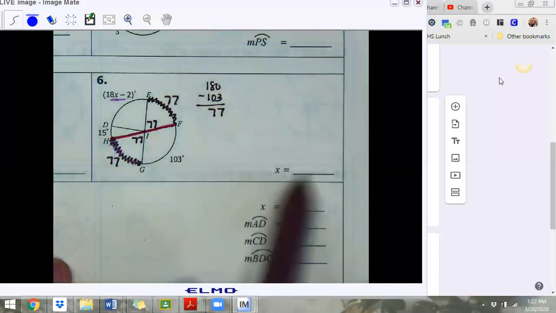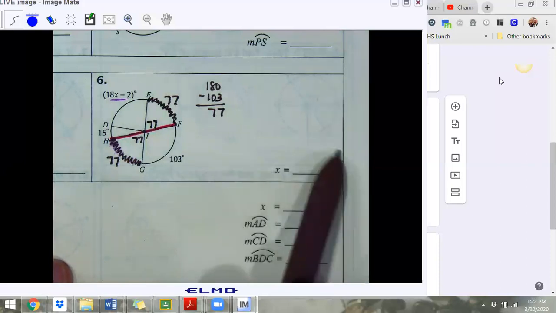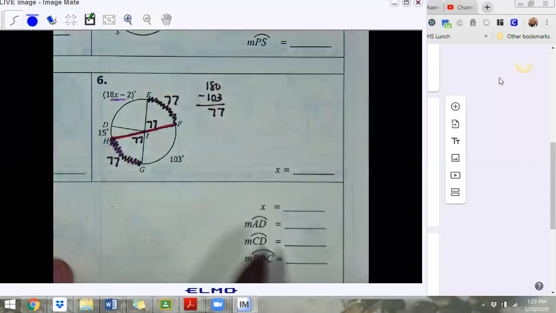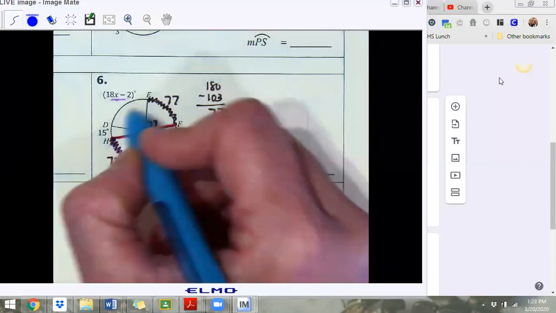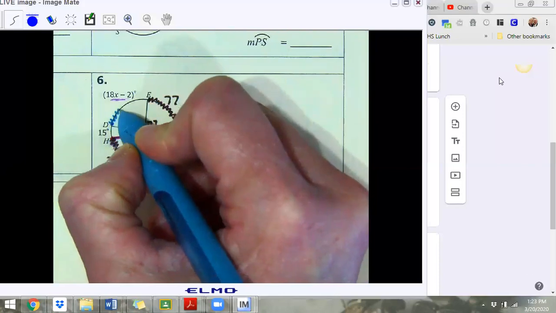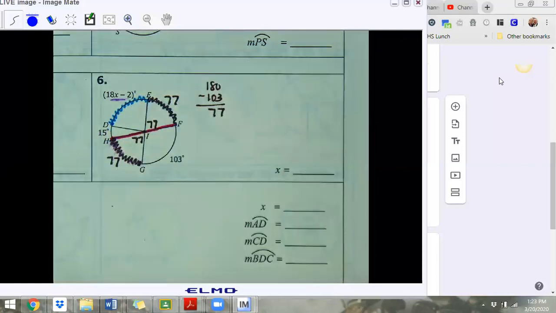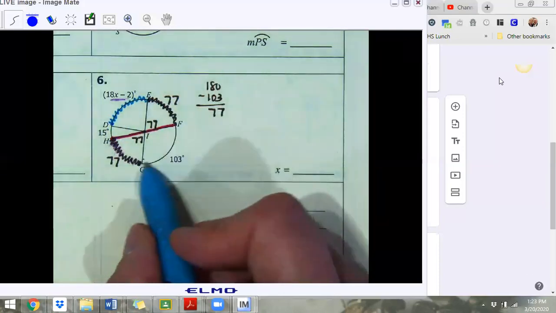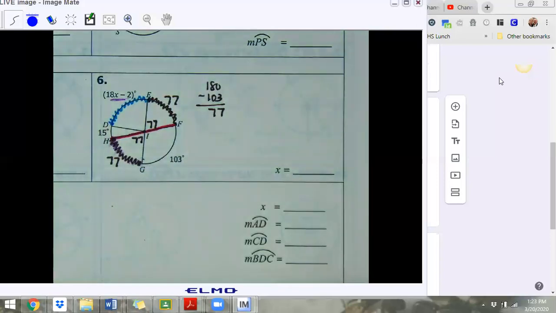So the whole idea here is we're trying to set up an equation. Do you see an equation in here? I see a couple equations. Could you do 18x minus 2 equals 103? Okay, so you're telling me that you know for sure that this equals 103? Oh, no. No, you're on the right track though.